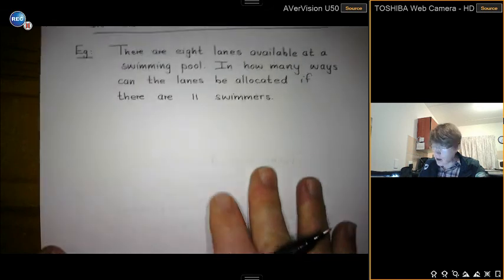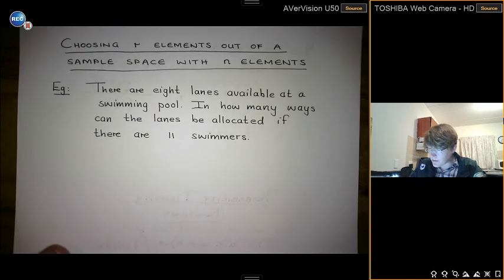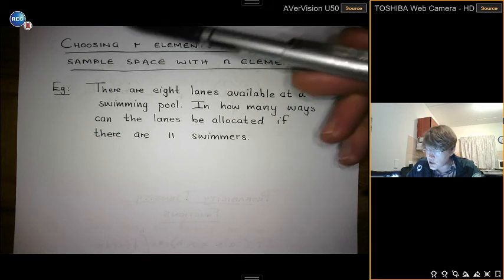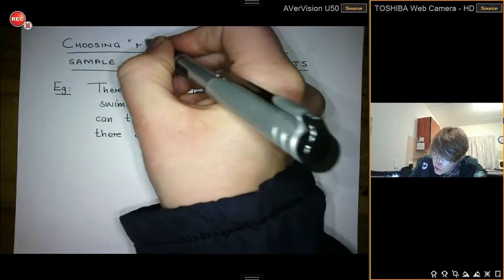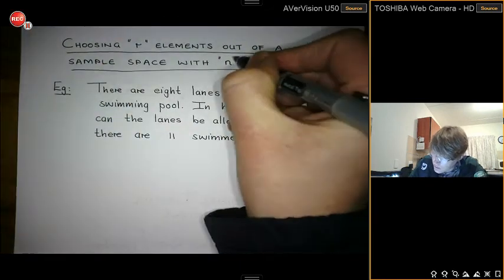Now, sometimes, and this is pretty much what this little section is about, I know it sounds very fancy, it says choosing R elements out of a sample space with N elements. Let me maybe just do this so you can see what I'm talking about here.